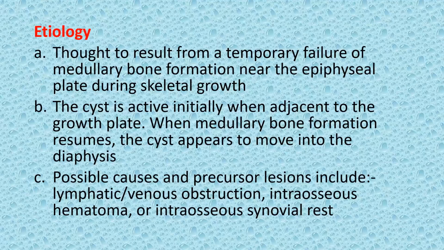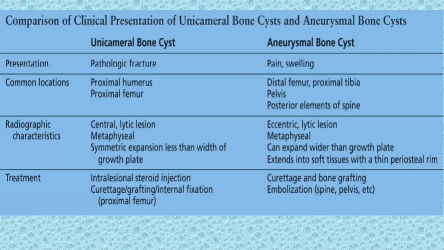Let us see what is the difference between a unicameral bone cyst and an aneurysmal bone cyst, because I'm asked this many times. In a unicameral bone cyst, you can present with a pathologic fracture. Why do they present with the pathologic fracture? Because they don't know that they have the lesion. It occurs when they're playing basketball or volleyball. They have the fracture, they're brought to the emergency room, and you see that they have a unicameral bone cyst. They never complained of anything.